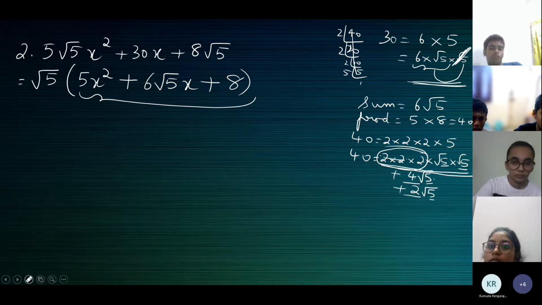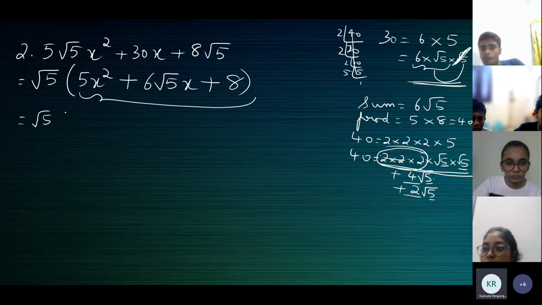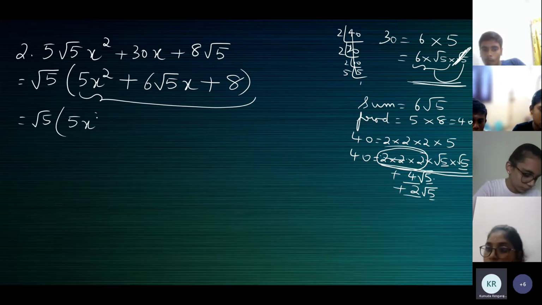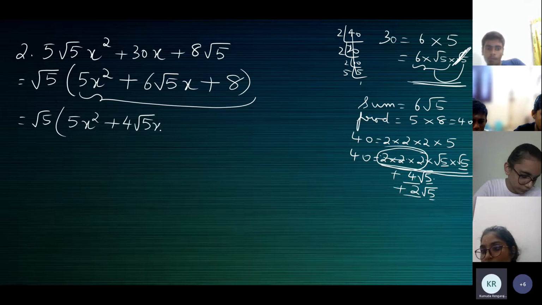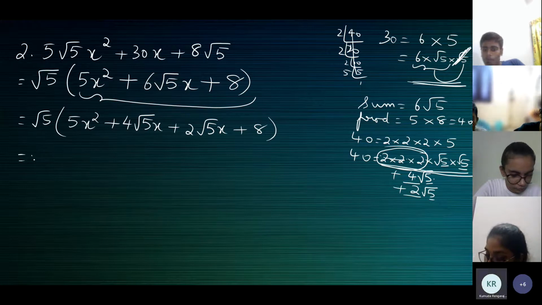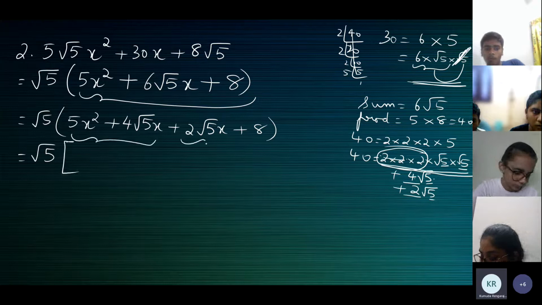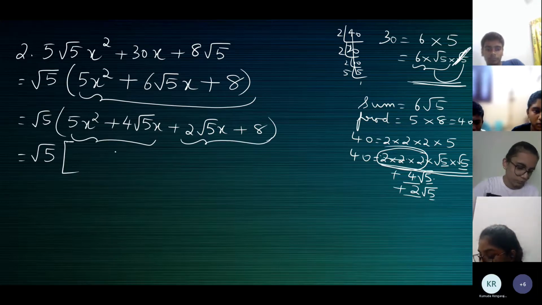So it will be root 5, open bracket, the first term as it is, the middle term is split as 4 root 5x plus 2 root 5x, and the last term 8 as it is. Now what do we do? As usual, we group the first two terms and the last two terms.